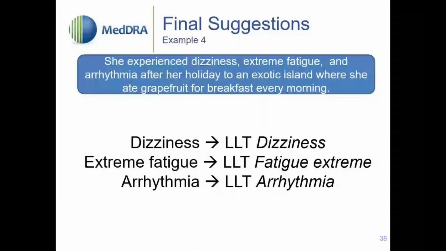Okay, so with that being said, here are my final suggestions for this term. So she experienced dizziness, extreme fatigue, and arrhythmia after her holiday to an exotic island where she consumed grapefruit for breakfast every morning. A lot of you had this correct. The dizziness would go to dizziness, extreme fatigue. We have an LLT of fatigue extreme, and then arrhythmia.